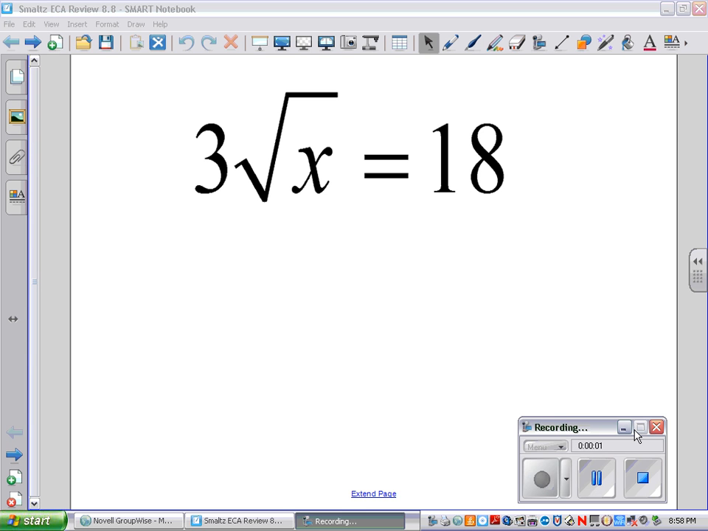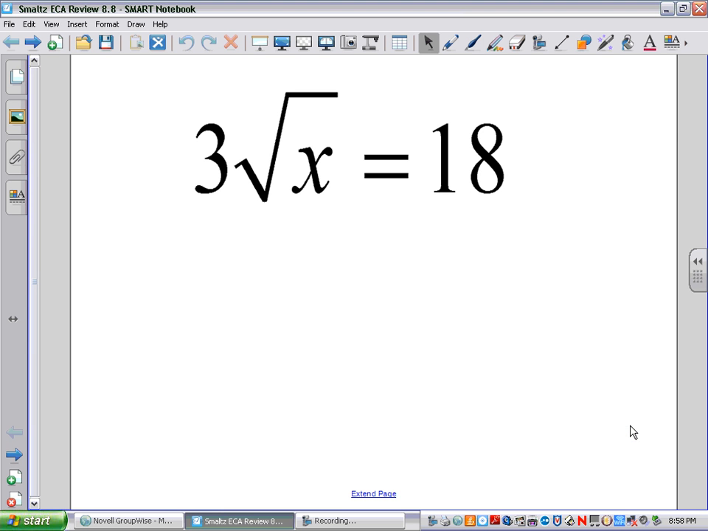All right. Hello again. We're ready for 8.8 review. And the directions on this type of problem would say solve. Solve the radical. That's the square root symbol. Now, what you want to do first is get the radical by itself. What I mean by that is on the first one, divide by 3.